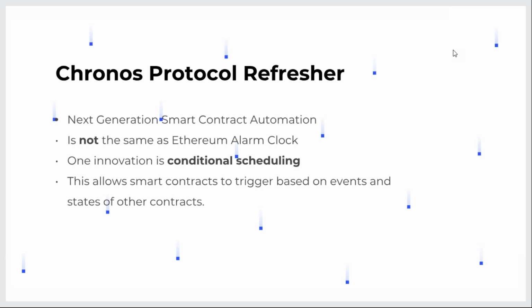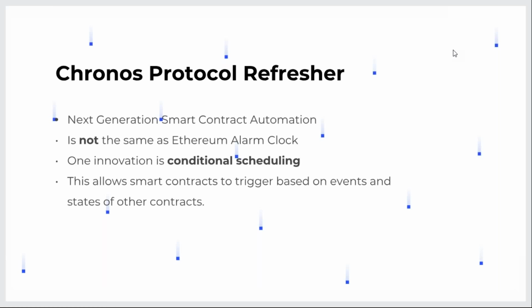All right, since we'll be talking about the time node today, I wanted to just again do a quick refresher about the differences between the Ethereum alarm clock and the Chronos protocol. Both the Ethereum alarm clock and Chronos have a time node, but these are two separate protocols. Chronos is the next generation smart contract automation platform. It can do temporal scheduling, which is what the alarm clock does, but it is a completely separate protocol.